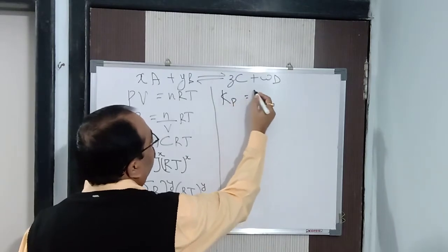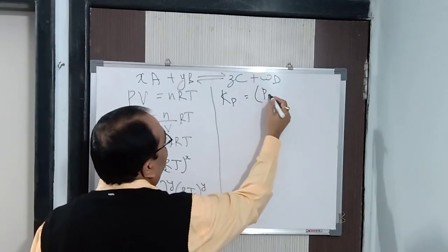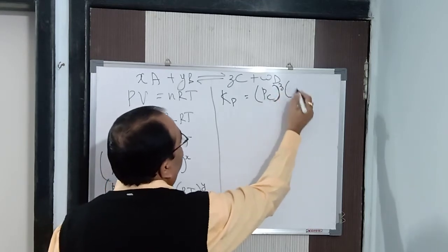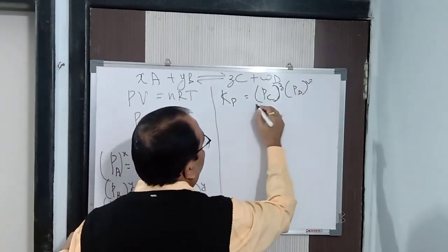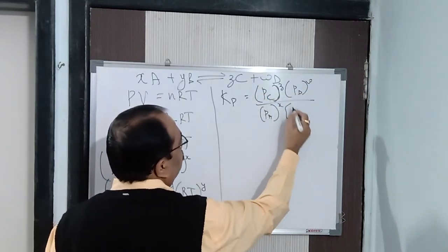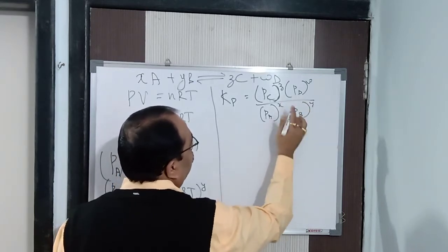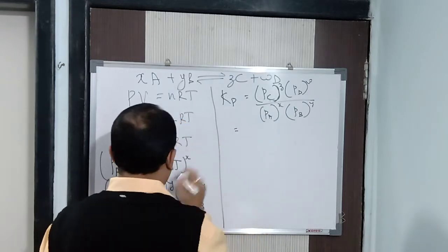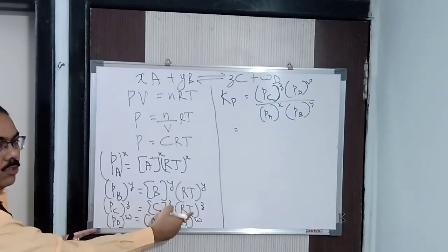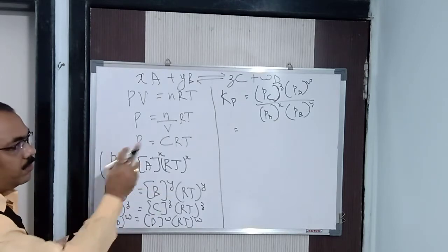That is, Kp is equal to, what is the formula? The partial pressure of C to the power z into the partial pressure of D to the power w, because I said it is the partial pressure of the product by the partial pressure of the reactant, by the partial pressure of A to the power x into the partial pressure of B to the power y. Okay, now we'll put in the values. The partial pressure of C to the power z is the concentration to the power z into RT to the power z. D to the power w is this, A to the power x is this, B to the power y is this. I am going to put the values there.